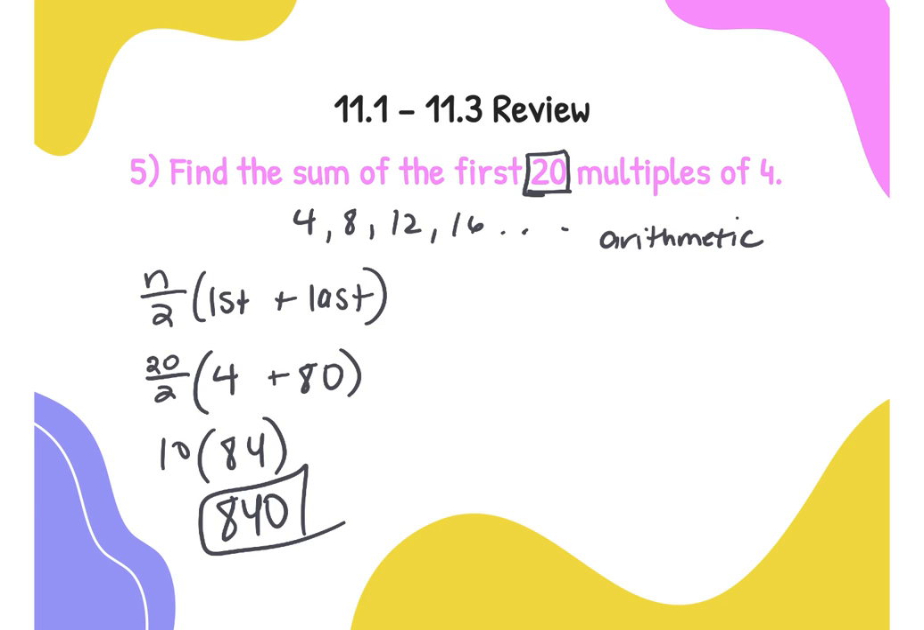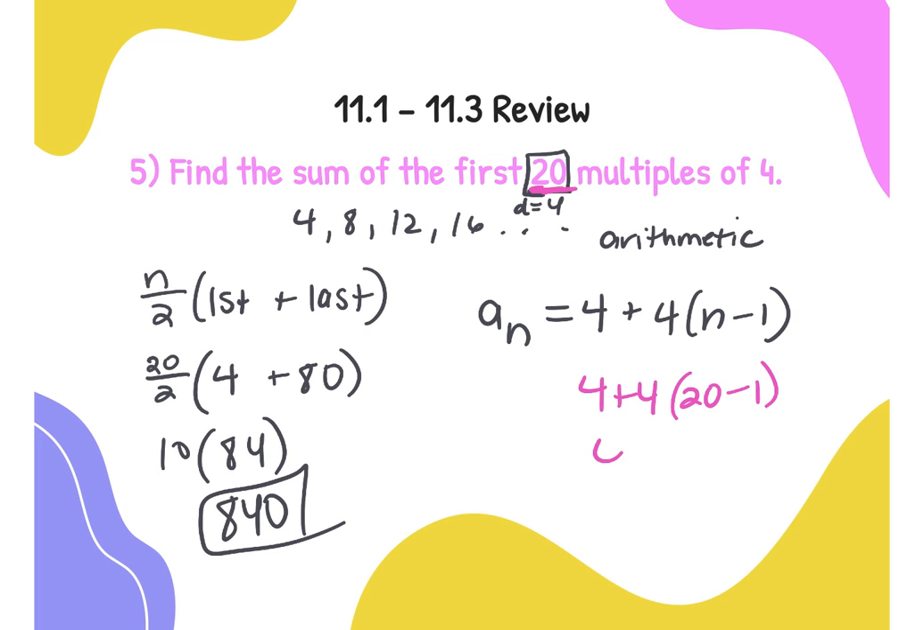Okay? If you're unsure, then you could literally find a sub n. A1 would be 4, right? The d is 4 because it increases by 4 each time. n minus 1. So if I wanted to find the 20th one, I would do 4 plus 4 times 20 minus 1. 4 plus 4 times 19. 4 times 19 is 76 plus 4 is 80. So if you don't trust your instincts, set yourself up in arithmetic, find whatever term it is.